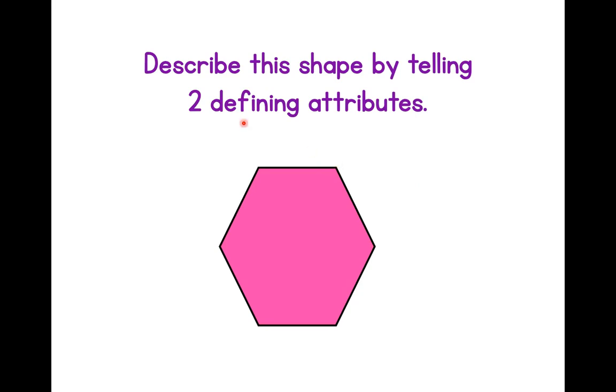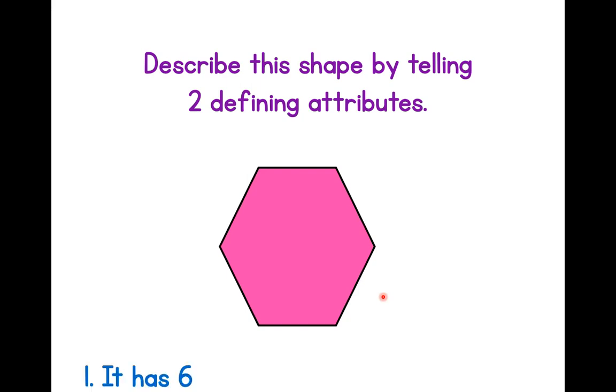All right, well, let's try describing this shape by telling 2 defining attributes. Can I say that a defining attribute is that this shape is pink? No, we can't say that the color of the shape is a defining attribute. What about, can I say that this shape is big? No, that's not a defining attribute of this shape either. I can't just say that this is a big pink shape. That doesn't help me, right? I need to be more specific. I need to use those defining attributes.